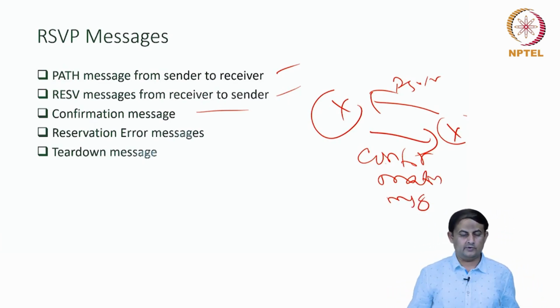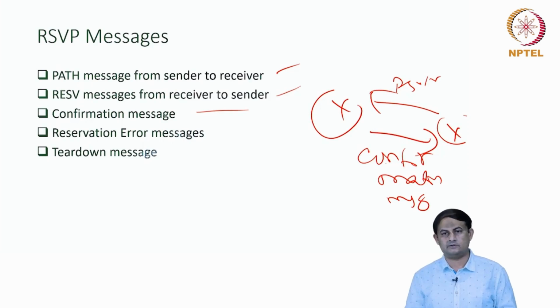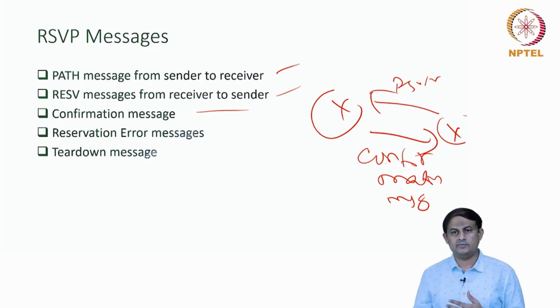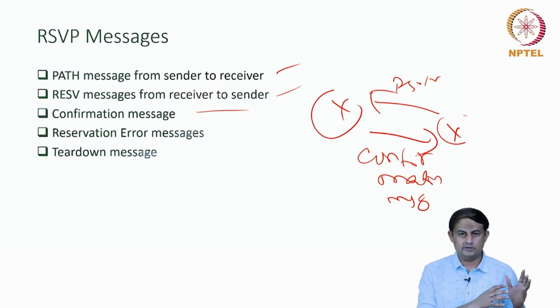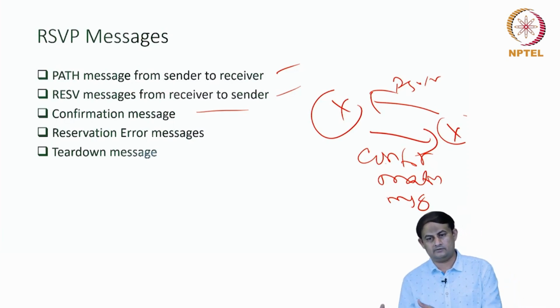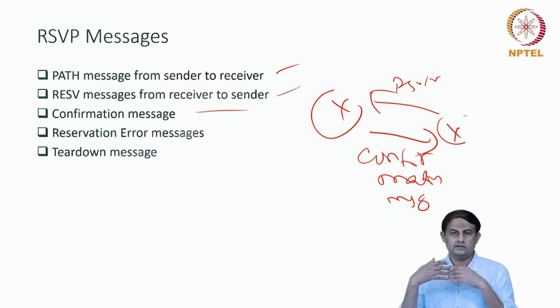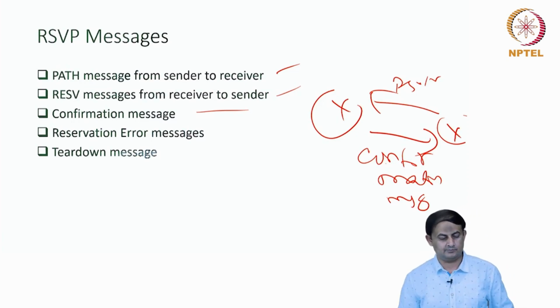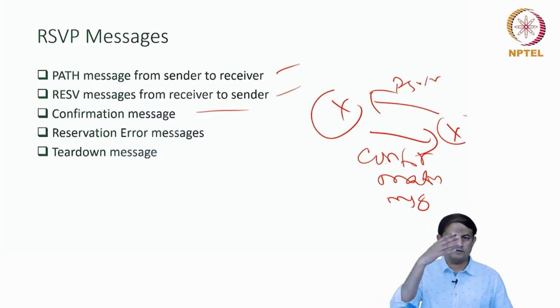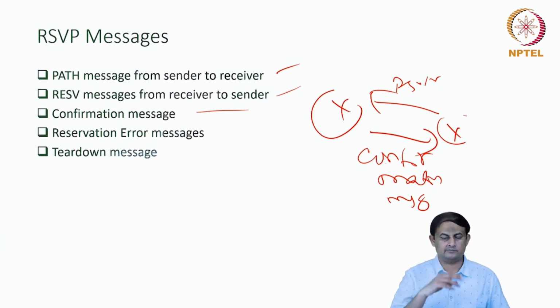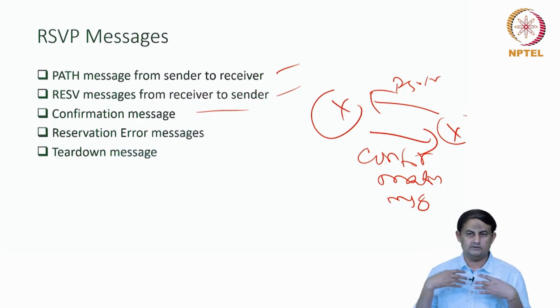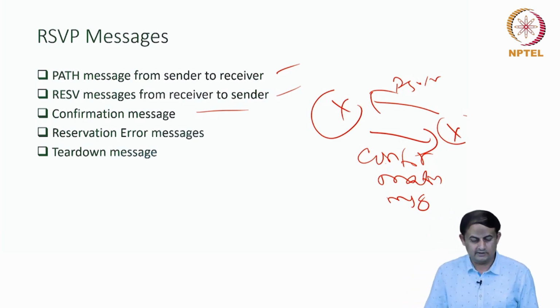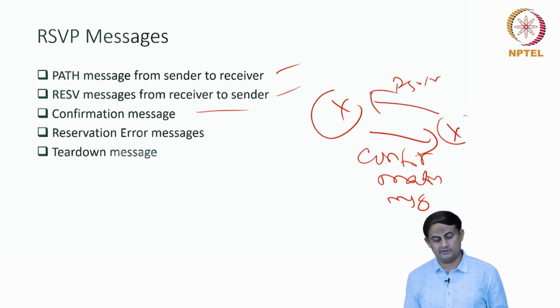And there are occasionally some kinds of error messages that might pop up. That kind of message is called a reservation error message. These can be either the path error message or the reservation error message. So if the path message cannot be transmitted to the receiver, then the error message that is generated is called the path error message. If the error is generated during the transmission of the reservation message in the reverse direction, that is called the reservation error message. It can be either of these two.